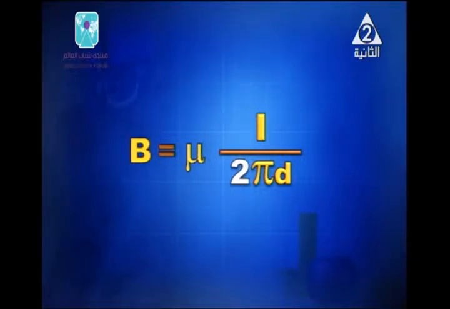This is the relation we usually use to determine the magnetic flux density at a point of normal distance d from a current carrying straight wire. So Ampere's circuit law, the expression that expresses it is B equals mu I over 2 pi d.